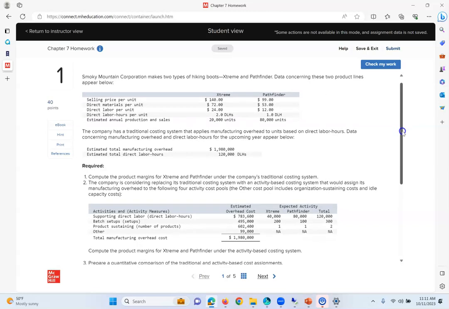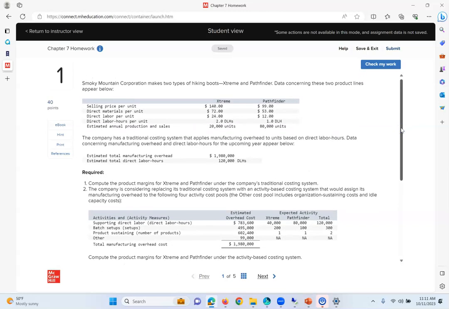So here we've got Smoky Mountain makes 2 types of hiking boots, Extreme and Pathfinder. Data concerning these 2 product lines appear below. The selling price per boot: Extreme is $140, Pathfinder's $99. Direct materials, Extreme is $72, Pathfinder's $53. Direct labor, $24 and $12. Direct labor hours per unit, our Extreme takes 2 hours, the Pathfinder's only 1 hour, and we estimate the sales for Extreme to be 20,000 units, Pathfinder 80,000 units.